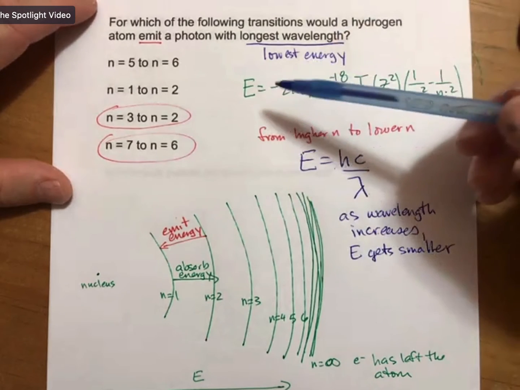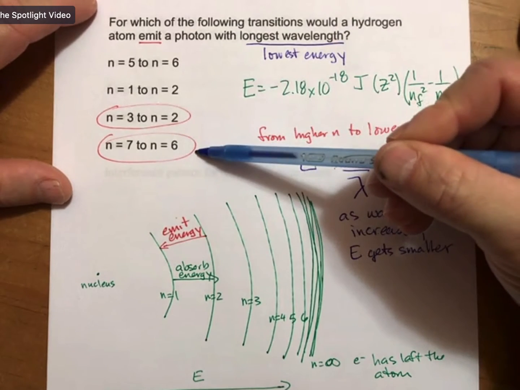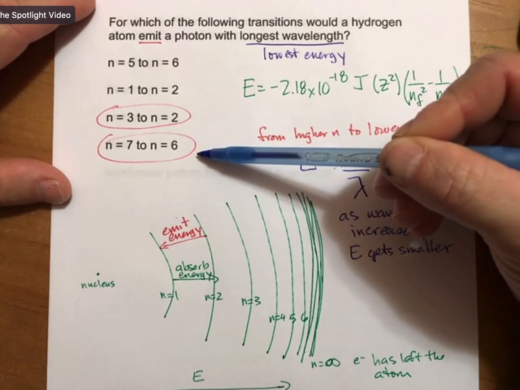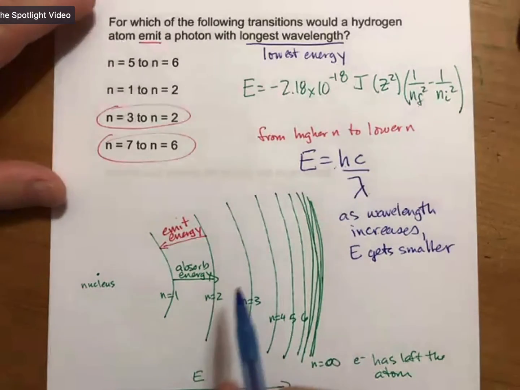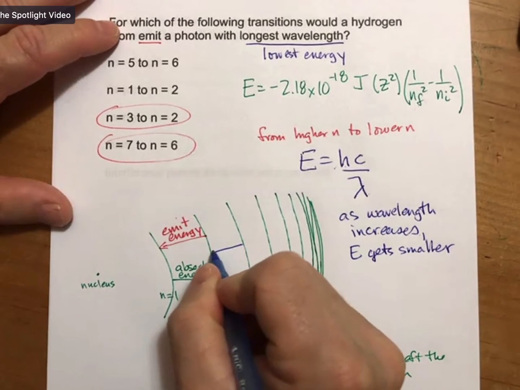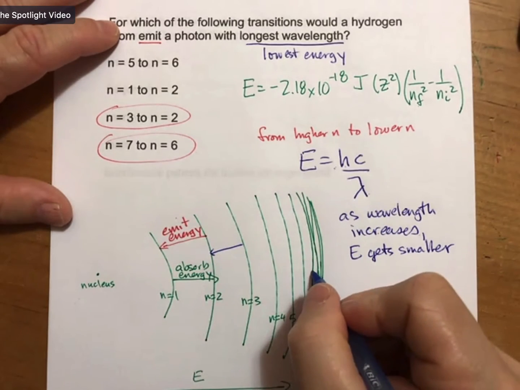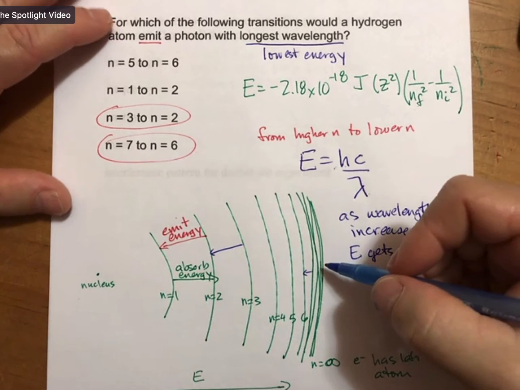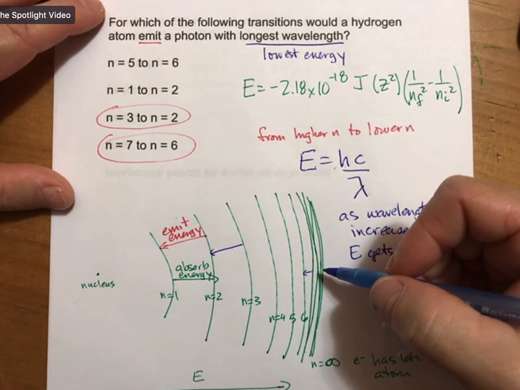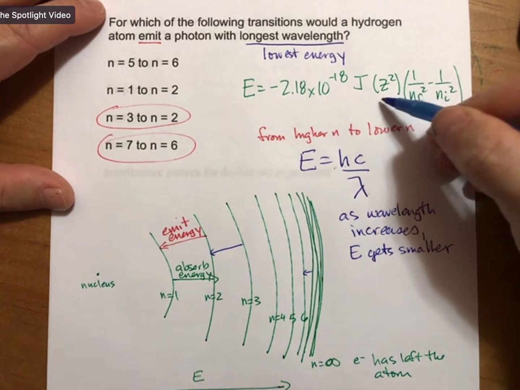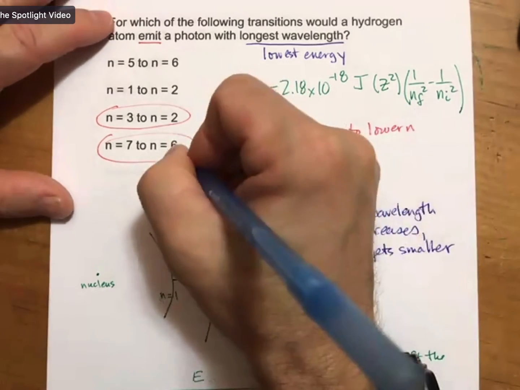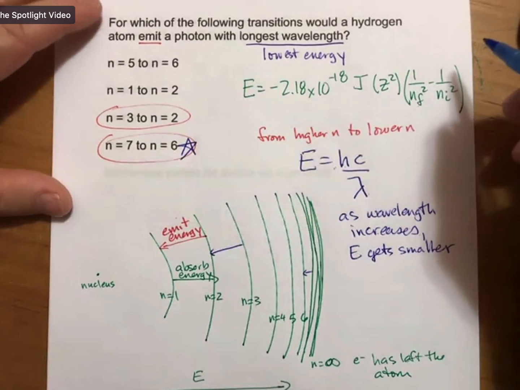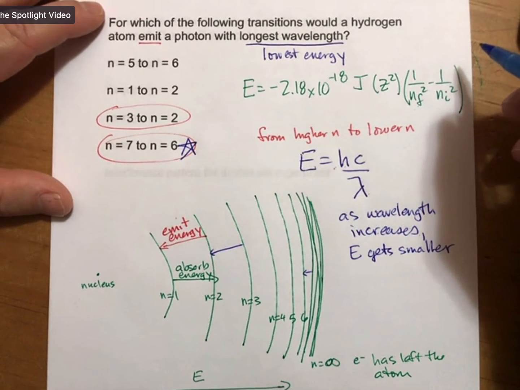So we are now looking for, amongst these two, which one is the lowest energy. And you're talking about either 3 to 2 or 7 to 6. Again, this is just a schematic, but it does represent the energy that you could calculate using this equation. The smaller energy, or the lowest energy, will be the 7 to 6.